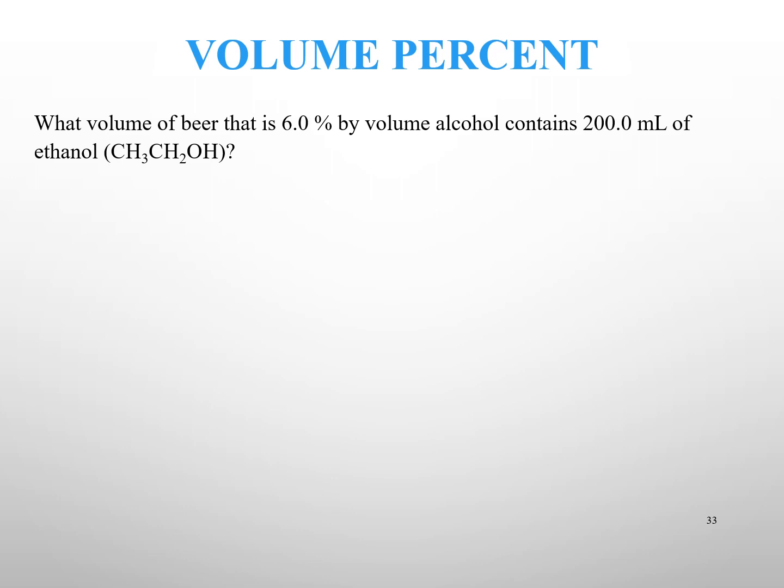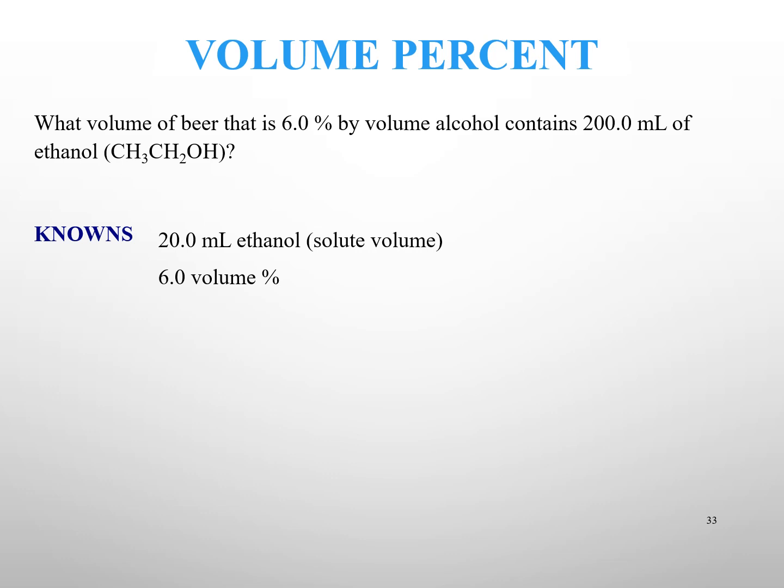So let's try some more volume percent. What volume of beer that is 6% by volume alcohol contain 200 ml of ethanol? So ethanol is the alcohol, okay? So they want you to calculate how much volume of beer will contain 200 mils of ethanol. So in this case here, this is actually volume percent, not mass percent. So it's volume over volume, okay?